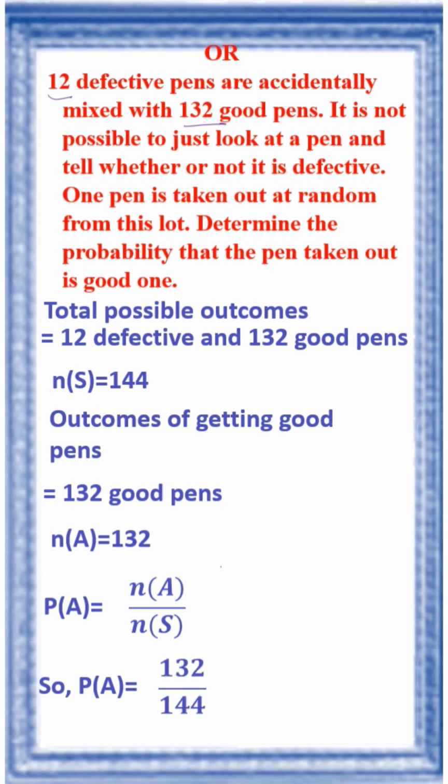144. Both can get cancelled by 12. 11 twelves are 132, and 12 twelves are 144. So the answer is 11 by 12.